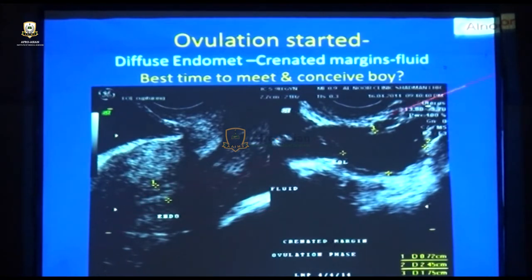If you look at the endometrium, we got the transitional phase. That has gone from three line sharp to three line diffuse. This takes about 24 hours. Number two, small amount of free fluid. You can appreciate that. It has started rupturing.